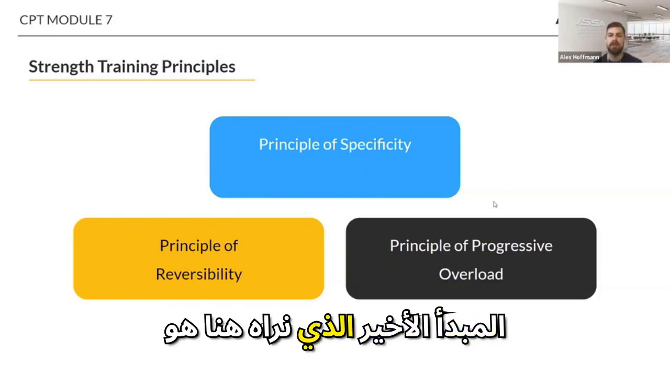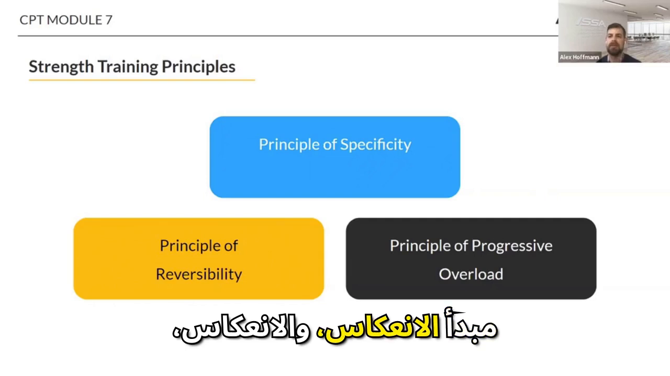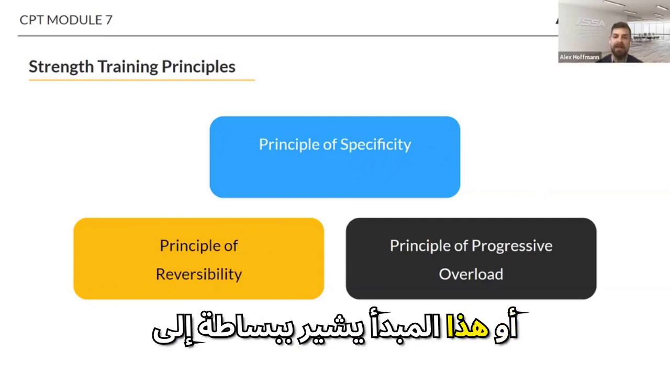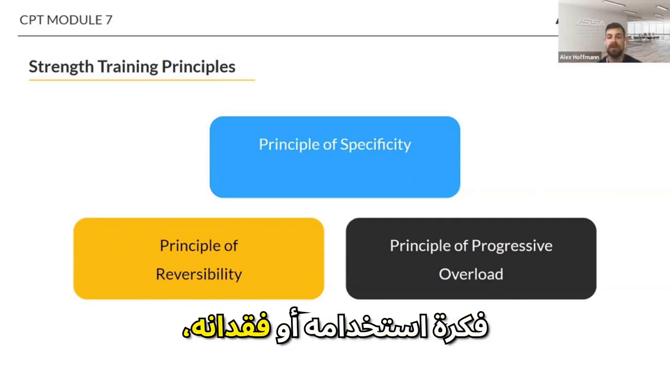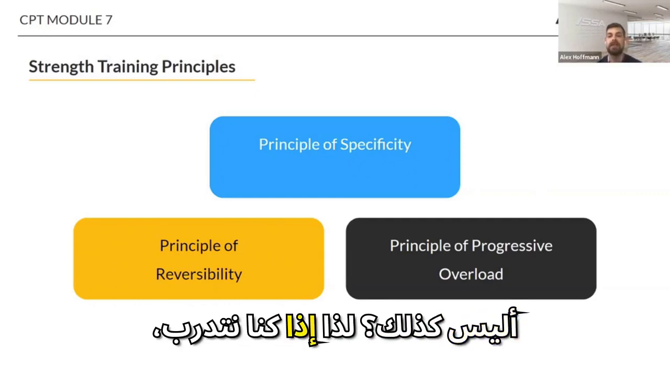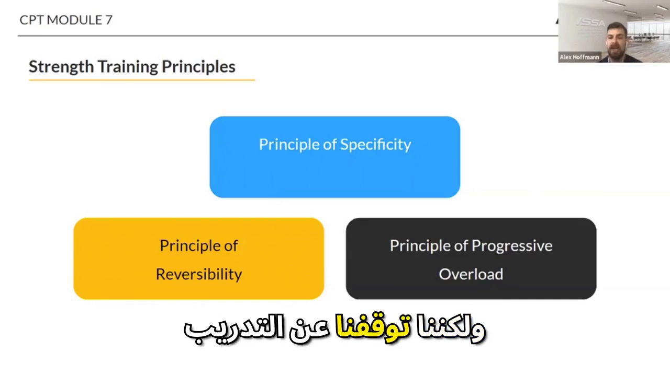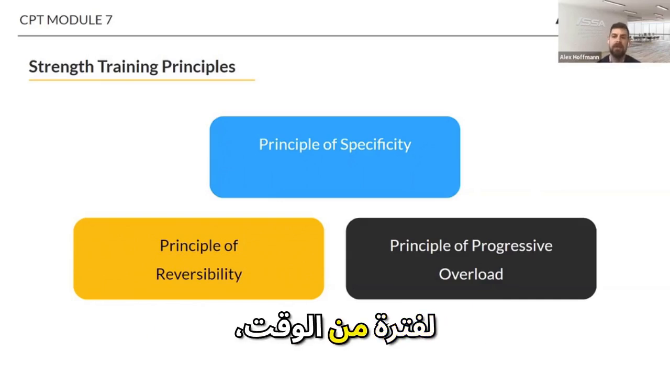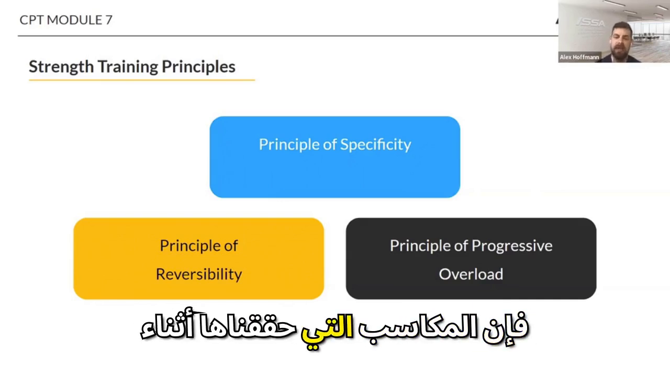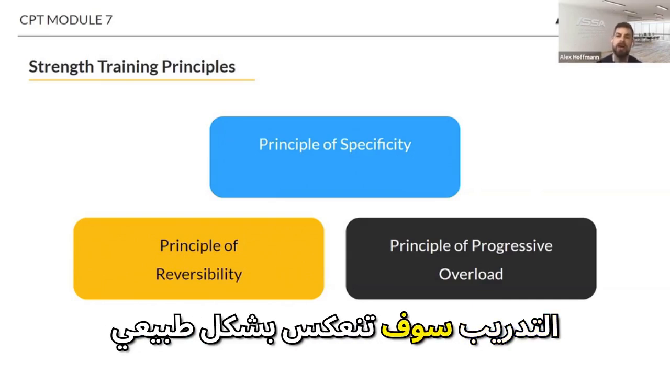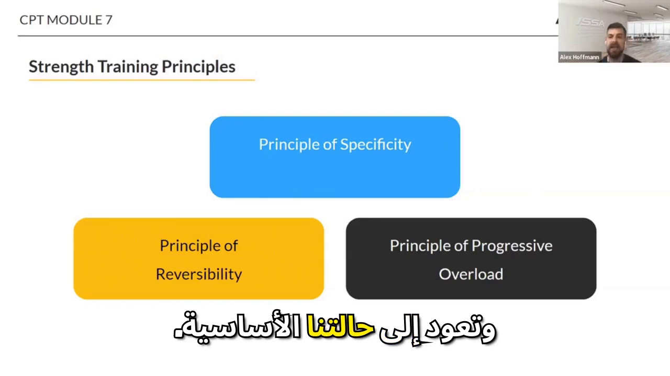The last principle that we see here is the principle of reversibility. And this principle is simply referring to the use it or lose it idea, right? So if we have been training, but we stop training for a period of time, the gains that we made while we were training are naturally going to be reversed and move back towards our baseline status.